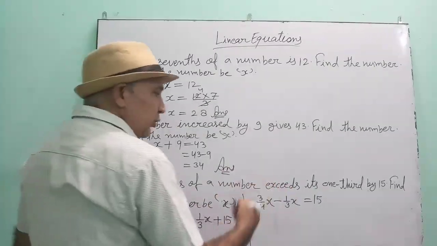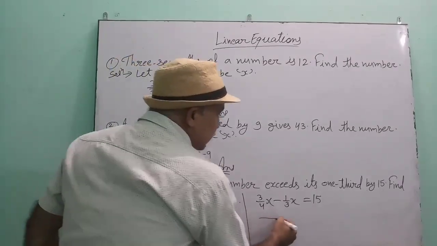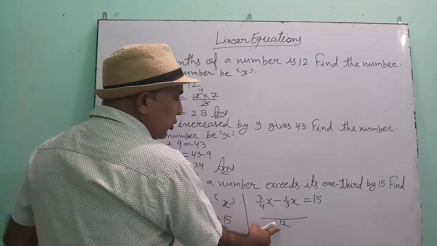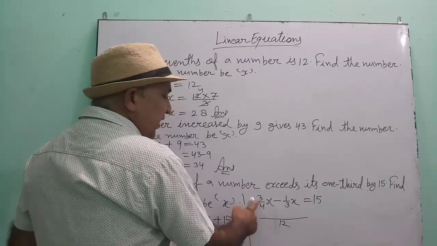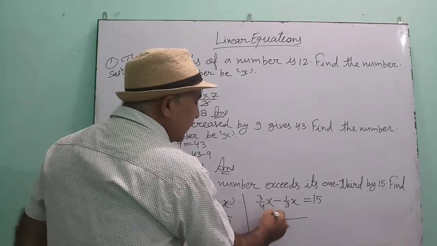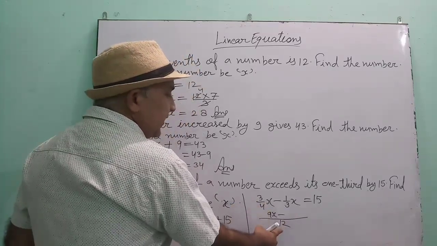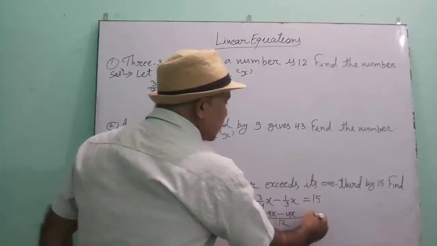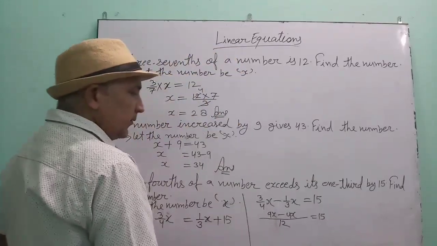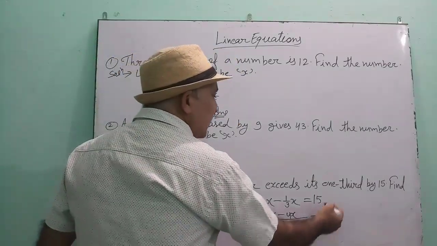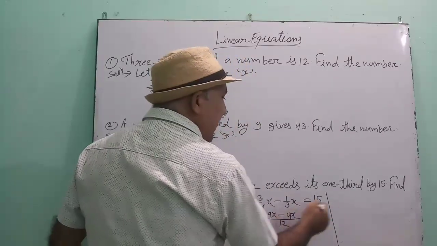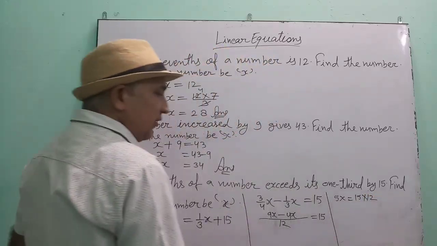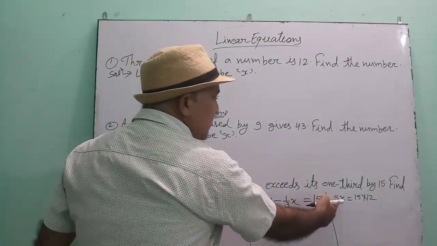Okay, now solve and get your answer. Since this is a fraction, we will take the LCM. 4 and 3, LCM will be 12. 12 divided by 4 is 3. 3 into 3, 9 into x, 9x, minus 12 divided by 3 is 4, 4 into 1, 4 into x, 4x is equal to 15. Now this 12 will be cross multiplied here. So 9x minus 4x, you will get 5x is equal to 15 into 12.